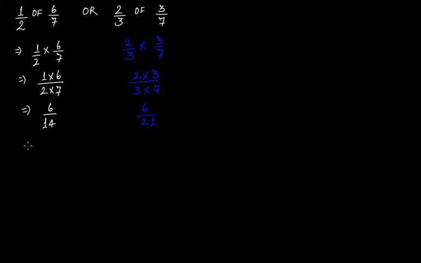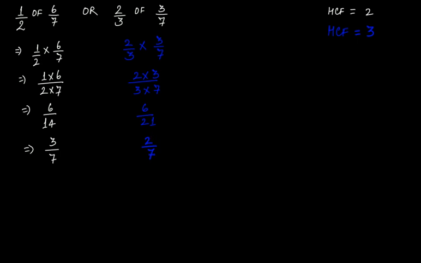So if we simplify the 6 by 14, what will be the highest common factor of 6 and 14? The highest common factor of 6 and 14 will be 2 only. So if you divide 6 by 2, you will get 3 as a quotient. And if you divide 14 by 2, you will get 7 as a quotient. So this 3 by 7 is the simplest form of this one. Now, what about 6 by 21? If you try to find the highest common factor of 6 and 21, it will be 3. So if you divide 6 by 3, you will get 2. And if you divide 21 by 3, you'll get 7.